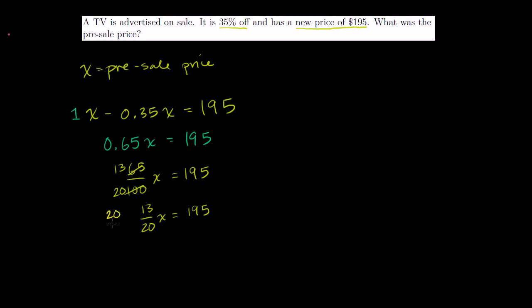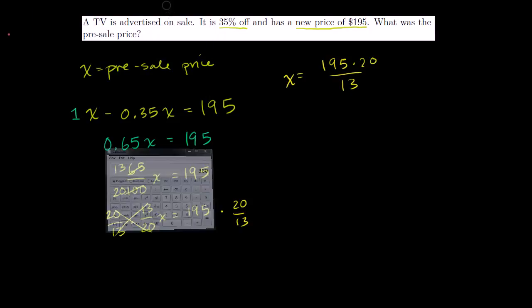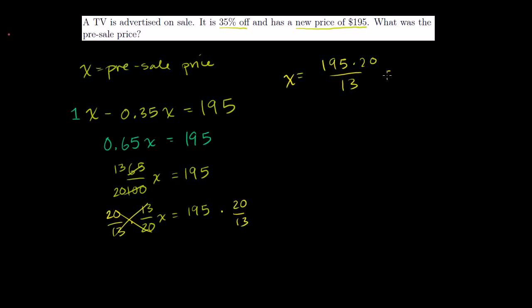So 20 over 13 times that is equal to 195 times 20 over 13. These cancel out, and we get x is equal to 195 times 20 over 13, which we could figure out, but I'll take the calculator out for this one. So you see, you get 195 times 20 divided by 13 is equal to $300. I should have done that on... So that right there is equal to $300.